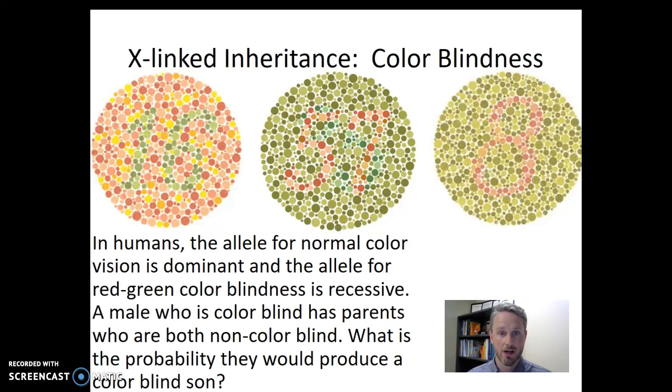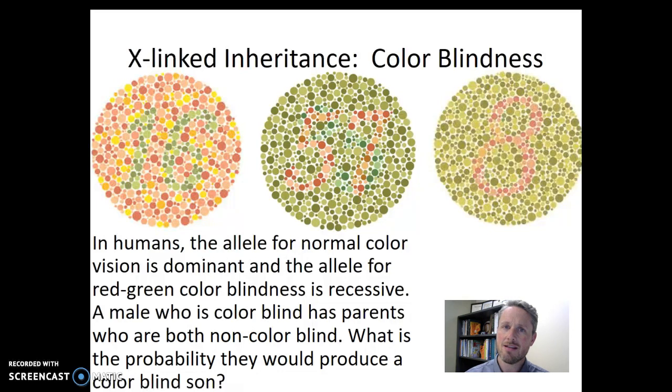So we're going to have this question that we're going to answer. We're going to say, in humans, the allele for normal color vision is dominant, and the allele for red-green colorblindness is recessive. And we already know that this trait is X-linked. So a male, that's me, who is colorblind, again, I'm a colorblind male, has parents who are both non-colorblind. So again, that's true about me. My mother is not colorblind, and my father is not colorblind. And I have this question for you. What is the probability that my parents would produce a son like me that is colorblind?